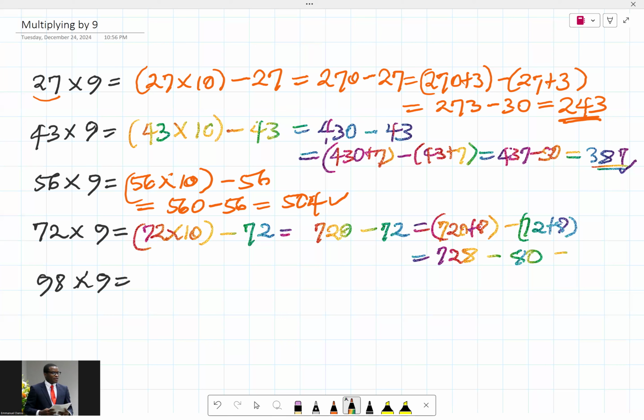So now it's easy to subtract. So you just say 8 minus 0, that's 8. Then 12 minus 8, that's 4. And 7 will remain 6. So you have 6, 4, 8. And that is 72 times 9 instead of wasting time.